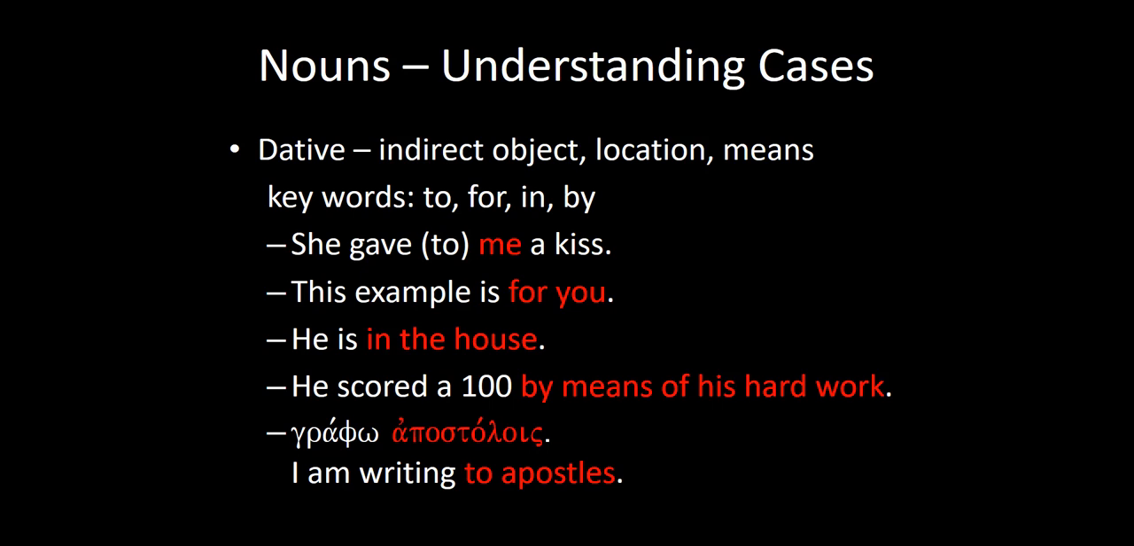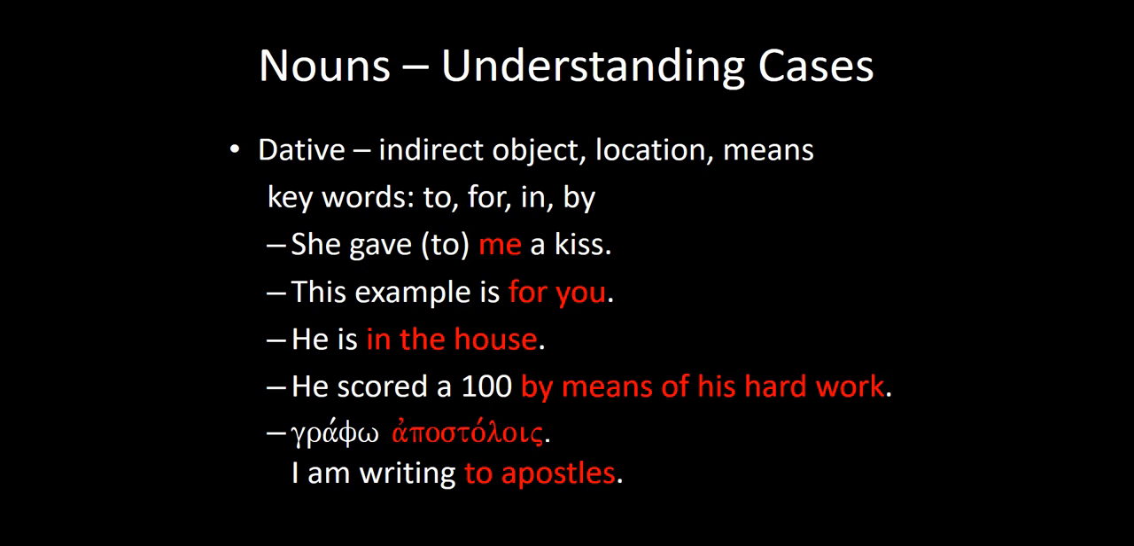Well, with this translation, it's an indirect object. To whom are you writing? I am writing to apostles. That same sentence could say, I am writing by means of apostles, simply with the dative. And so if we translated it that way, then we would say it's a dative of means. I am writing by means of apostles.